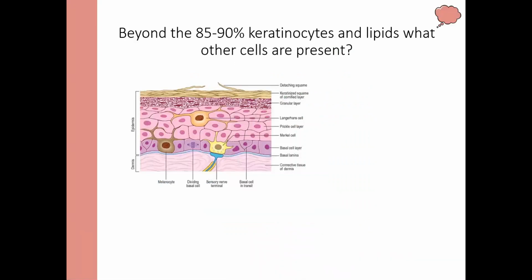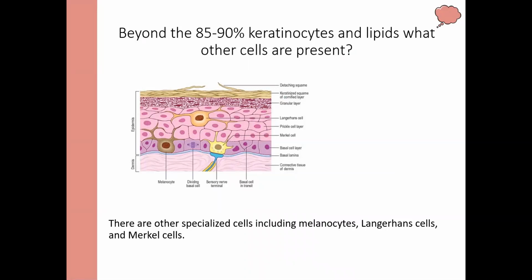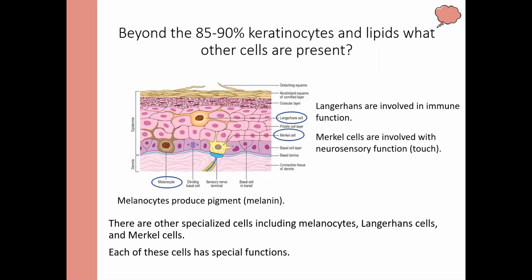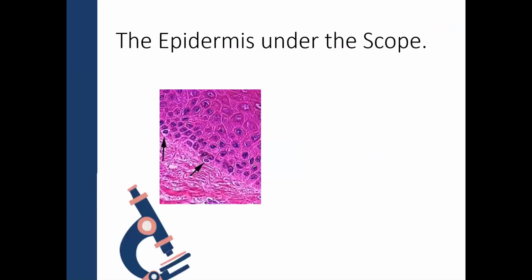Beyond the 85 to 90% of keratinocytes and lipids, what other cells are present? There are other specialized cells, including melanocytes, the Langerhans cells, and Merkel cells. Each of these cells has special functions. Melanocytes produce pigment, the melanin. Langerhans are involved in immune function. Merkel cells are involved with neurosensory function or touch.